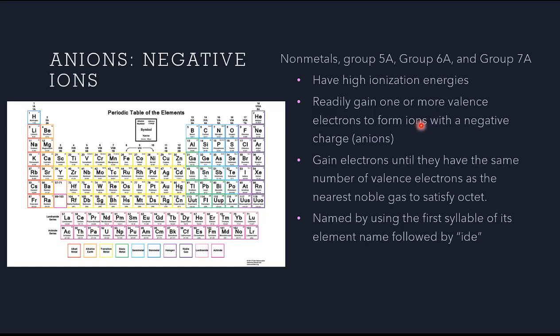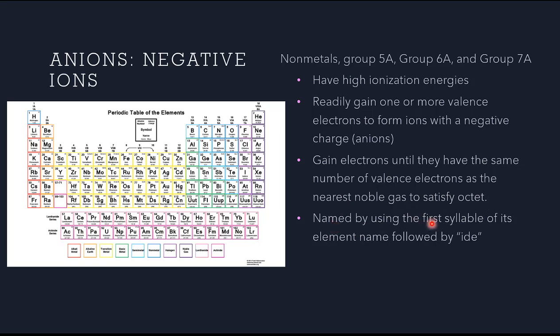Now, nonmetals in groups 5A, 6A, and 7A. So these 3 groups right here. Again, we are focusing on the nonmetals, so everything above the zigzag have high ionization energies. So they will readily gain 1 or more valence electrons to form ions with negative charges. And again, they are going to gain electrons until they have the same number of valence electrons as their nearest noble gas to satisfy their octet.